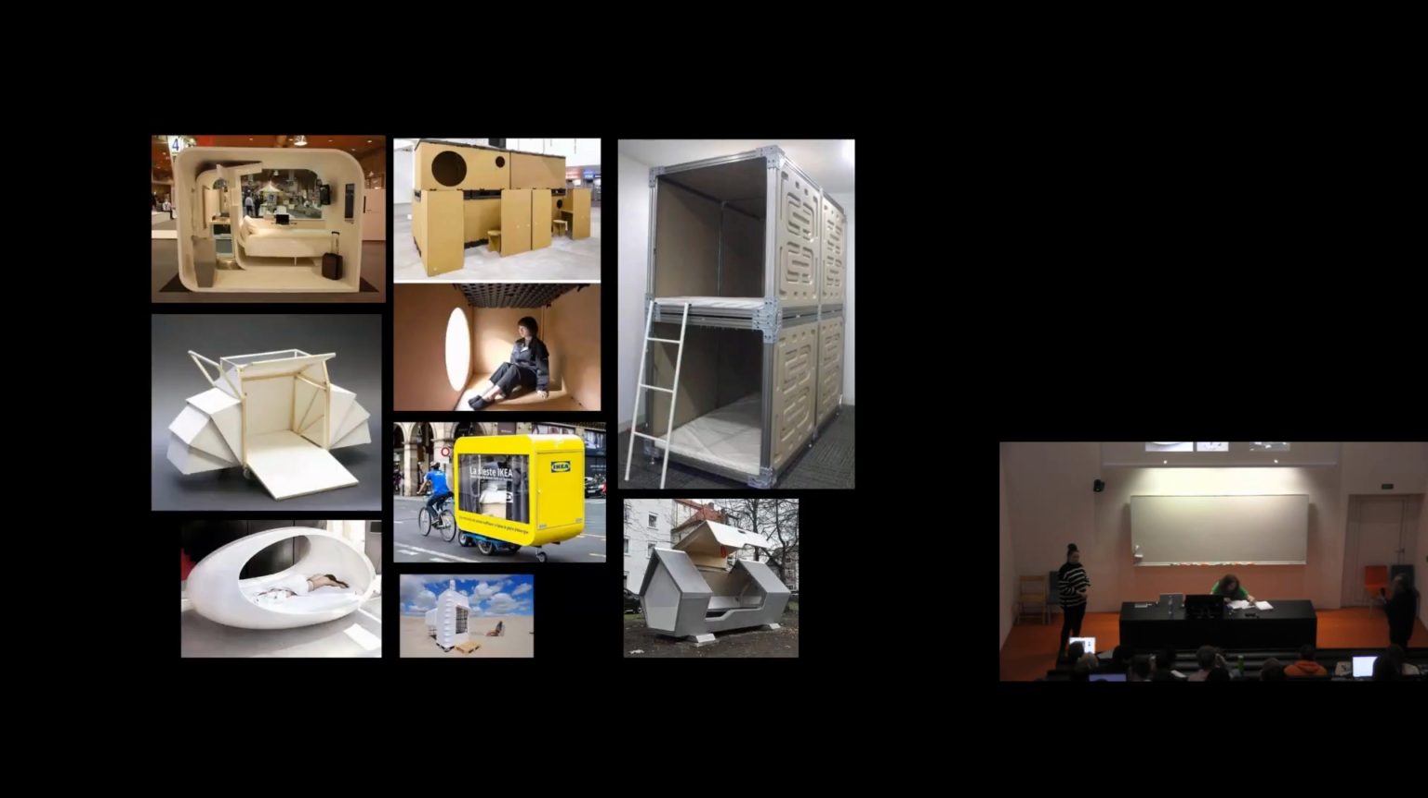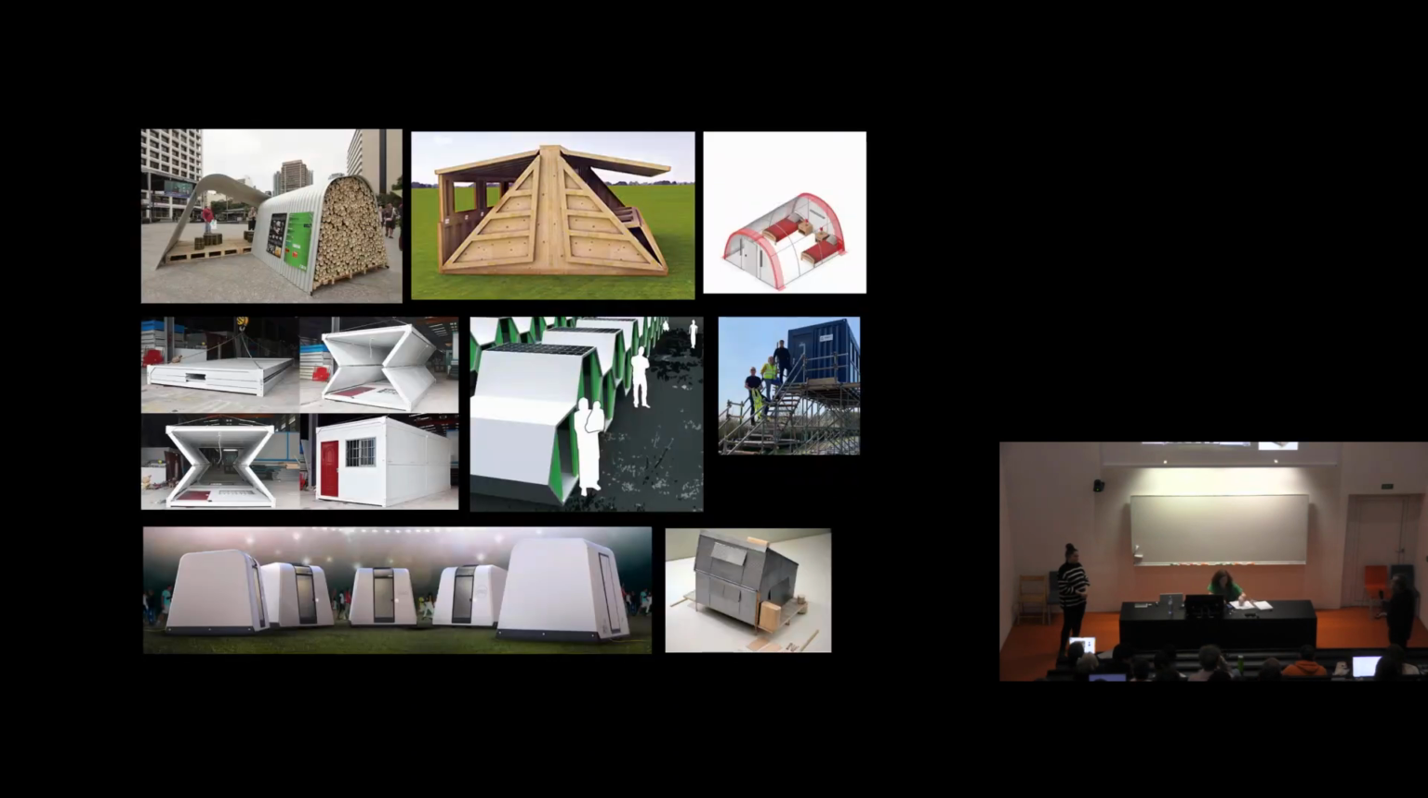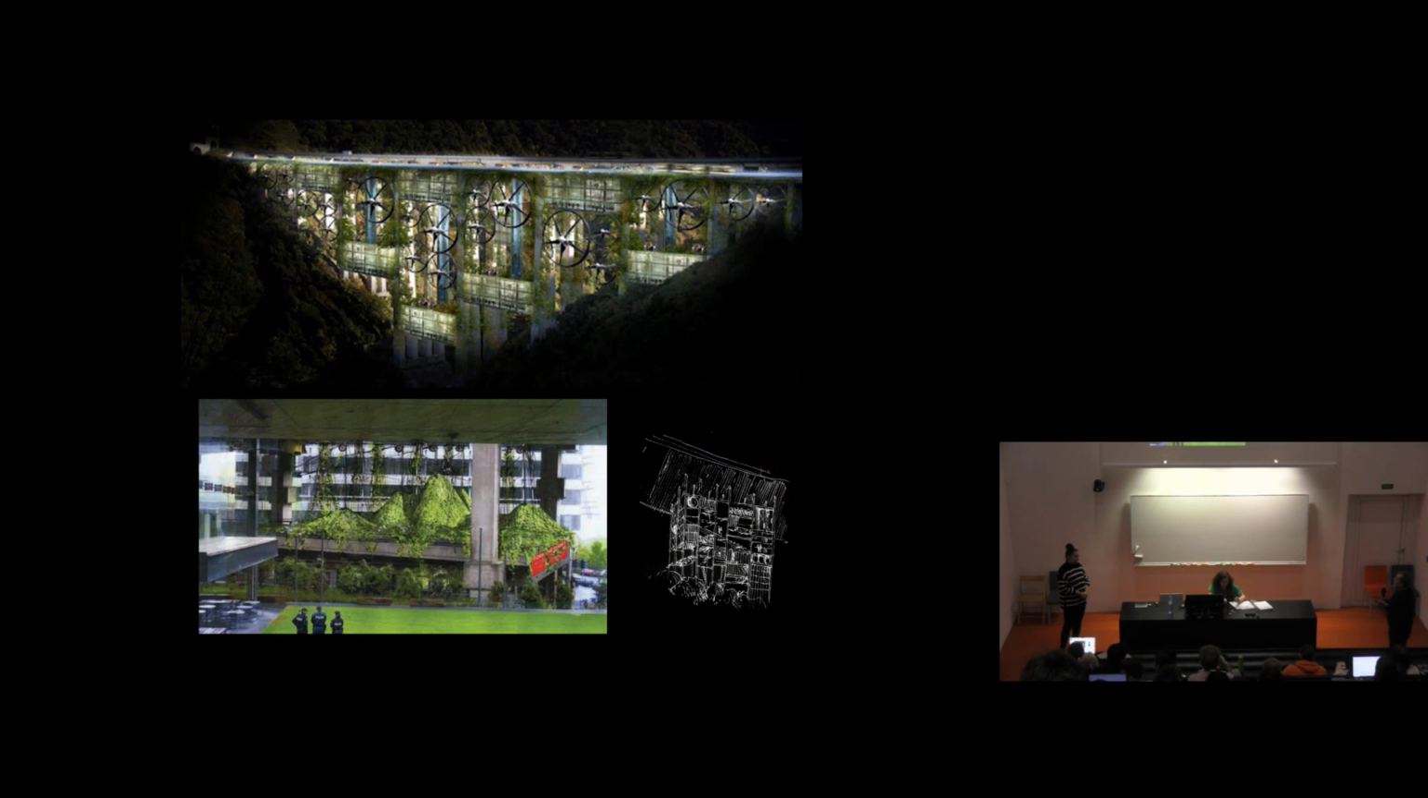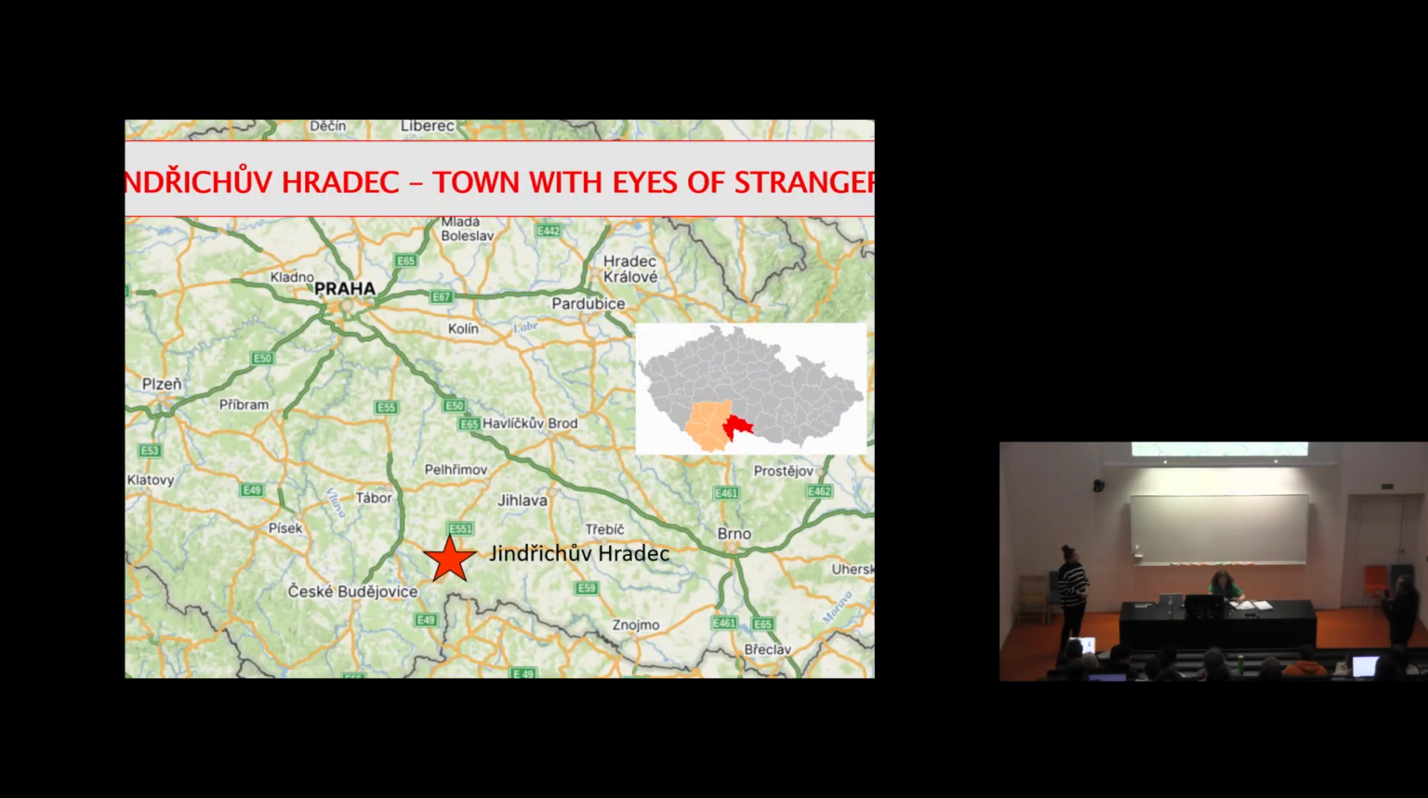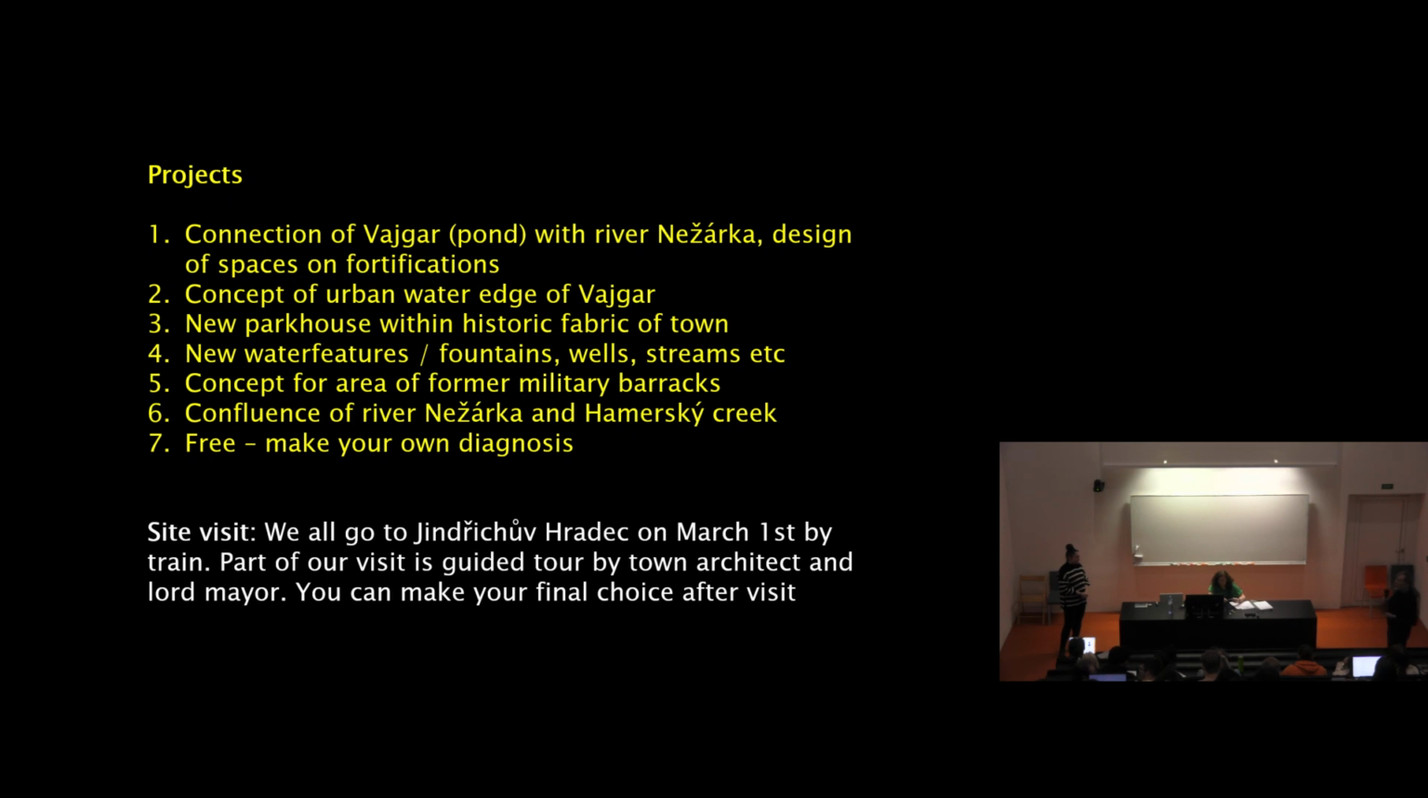scaffolding, modular systems as well. Some examples. This one is from our work, the bottom one, it's in Sydney, but of course the place could be made habitable. Jindřichův Hradec, you can see it's not far from Prague, only 1.5 hours by train. A lot of opportunities over there. I leave it for a few minutes so you can actually absorb it.